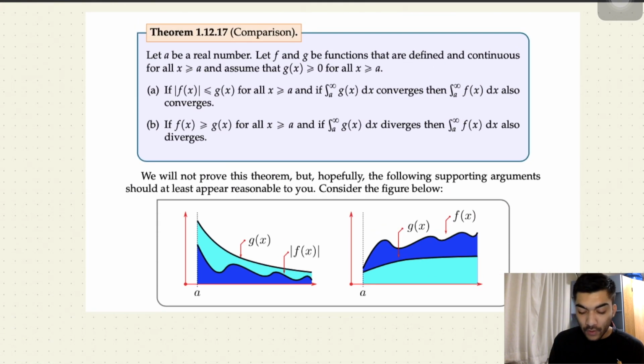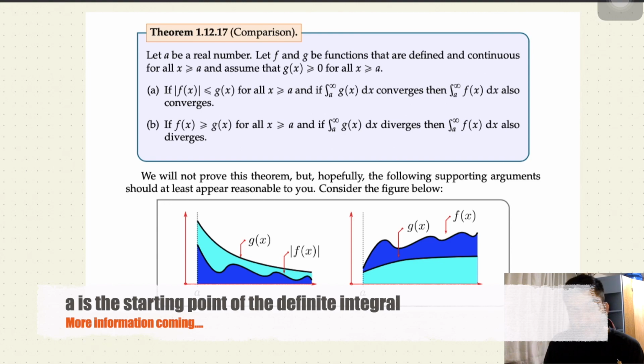Before we move on to the comparison test, let's define some variables over here. Let a be a real number, and let f and g be functions that are defined and continuous for all values of x greater than or equal to a. So you are assuming two functions and a real number a for which these functions are continuous for all the values of x greater than or equal to a, right? Both of your functions are basically continuous for all the values greater than or equal to a.